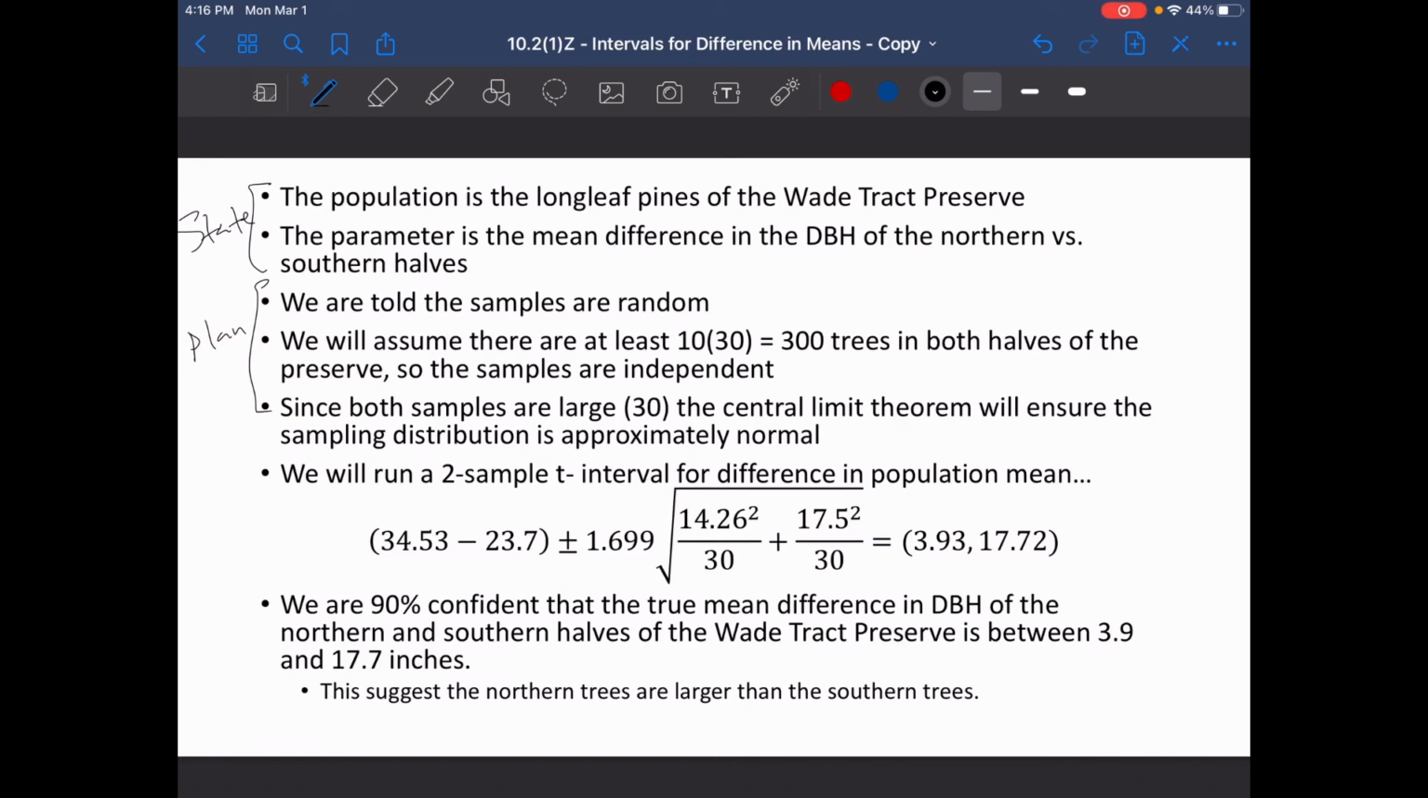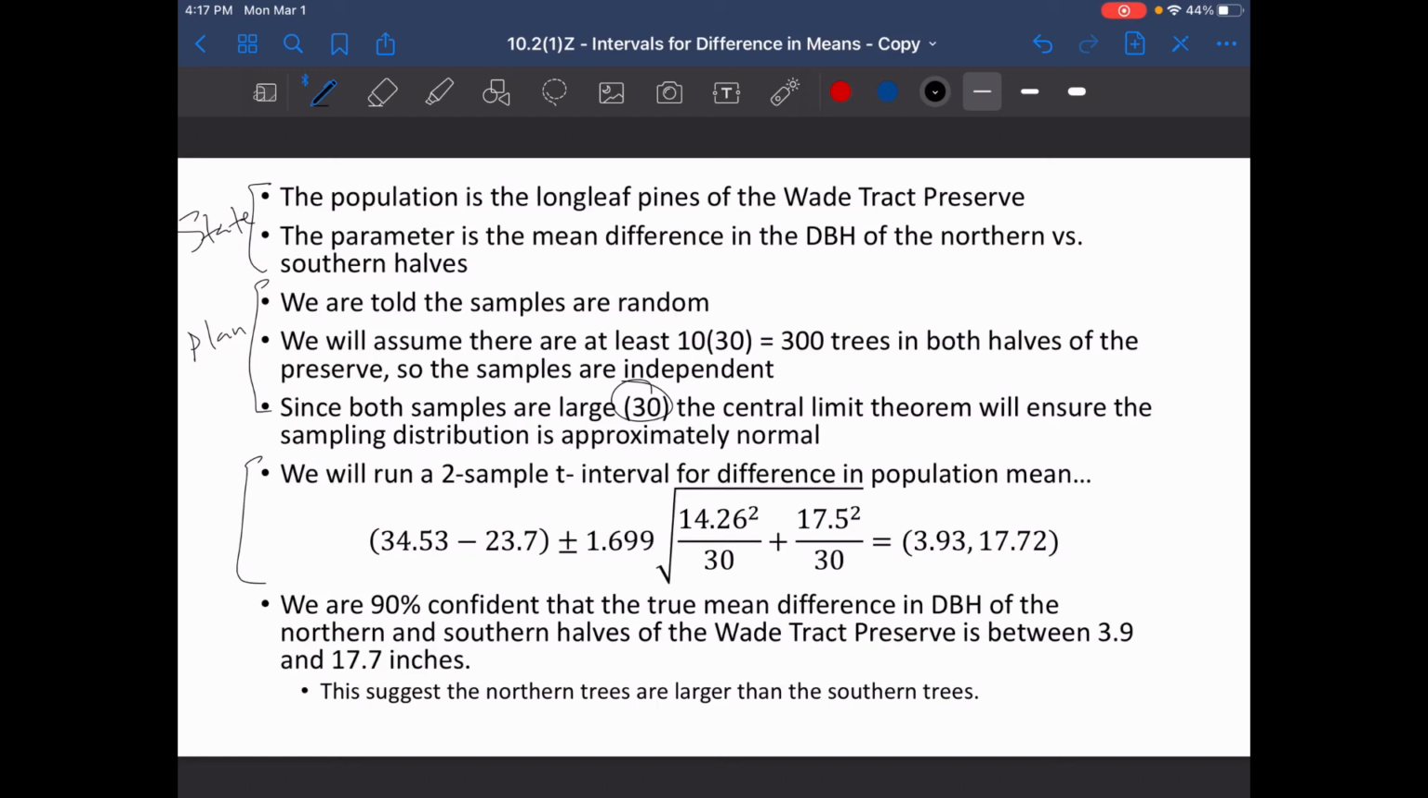We're told that the samples are random. We can assume that there are at least 300 trees in both halves of the preserve, so 30 is going to be less than 10% of the total number of trees that represent the population in both halves of the preserve, the northern and the southern half. So the samples are independent, and since both are large, right at 30, the central limit theorem will ensure that the sampling distribution is approximately normal. So it can equal 30, and the central limit theorem still applies.